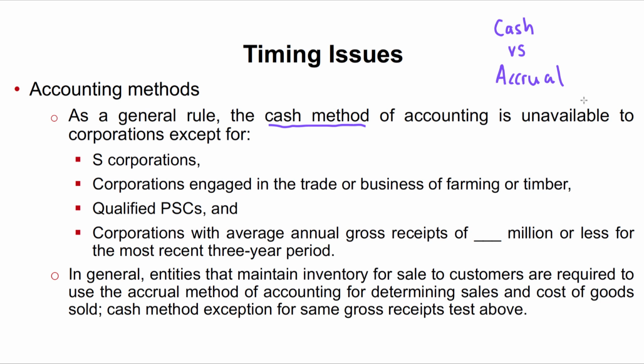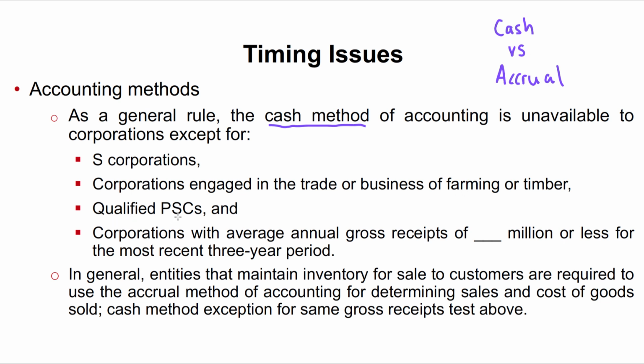Okay, so there's a liability that arises with respect to that expense. It hasn't yet been paid out, but somebody has a right to that. So generally speaking, the cash method of accounting is unavailable to corporations, except for S corporations, corporations that are involved in farming or timber industry. Farming and timber sometimes get special carve-outs.